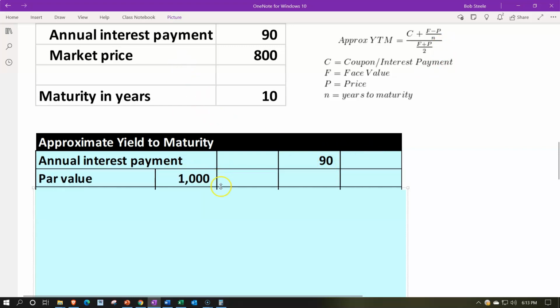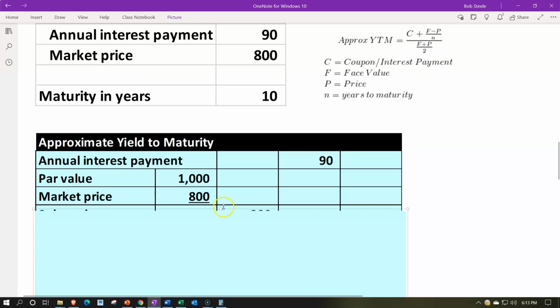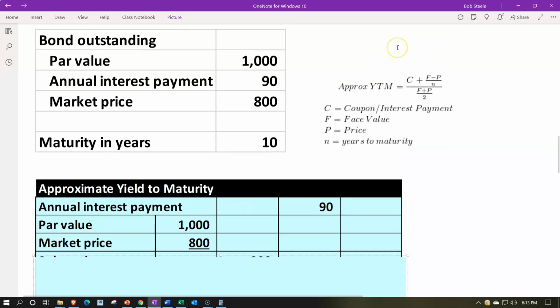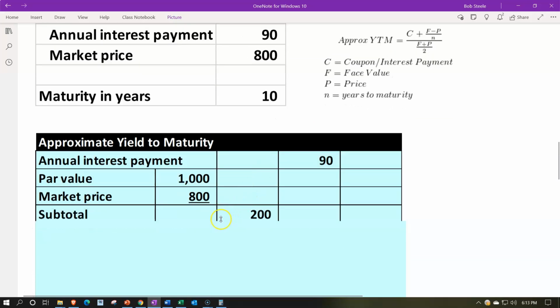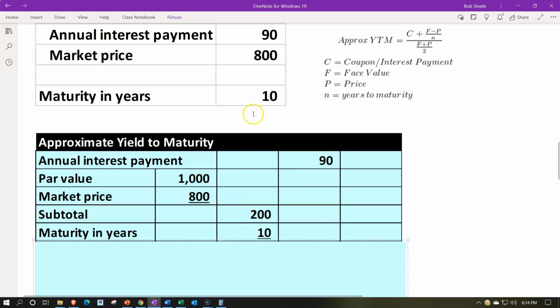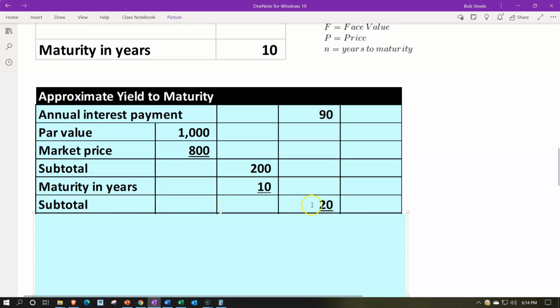Then I'm going to work on this F minus P, which I'm going to do in its own sub-calculation. F is the face amount. That's the 1,000 of the bond, minus P, which is going to be the price, which was the $800. Subtracting those out, that gives us the 200. So we got to this component now, the 200. Notice I put that in the outer column. Then I'm going to divide that by the number of periods, which is 10 years to maturity. So we'll divide that out. 200 divided by 10 is 20.